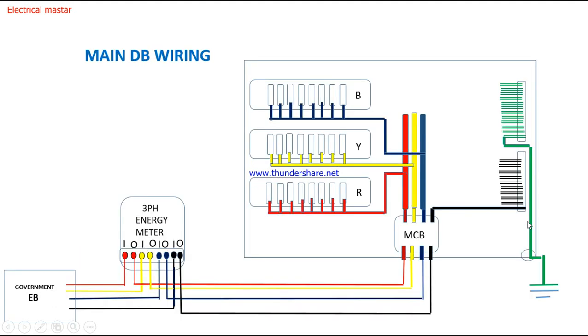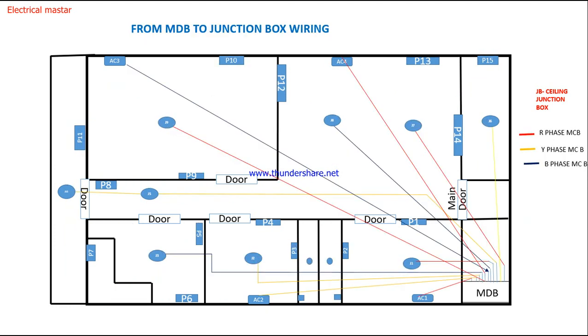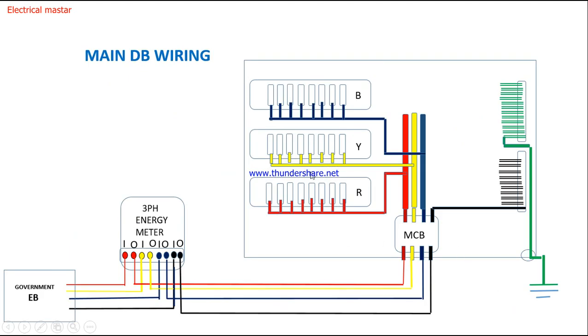And next is the main drawing, the main DB wiring. From the main DB outgoing, we are connecting to the JBs and ACs. So we should know how this main DB will be. Our main DB is like that. See here, this is our main DB and this is the incomer breaker. From the incomer breaker, it takes the RYB supply and neutral separately. The R phase I connected separately to an individual MCB, the Y phase to an individual MCB, the blue phase to an individual MCB. From the individual MCBs only, I am taking the output to each JB. From the JBs, it is distributed to the loads.